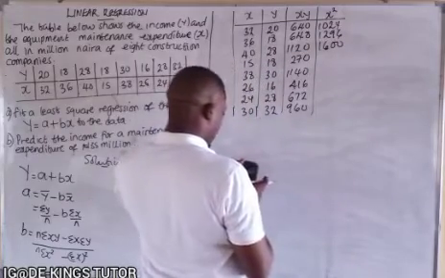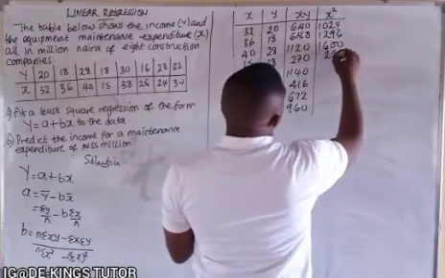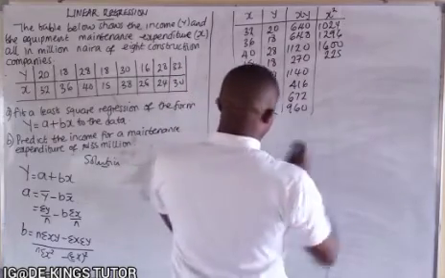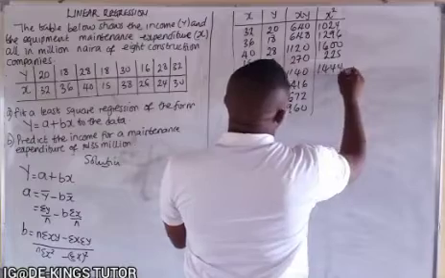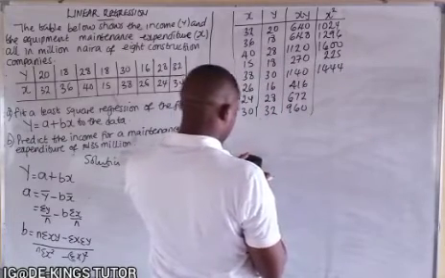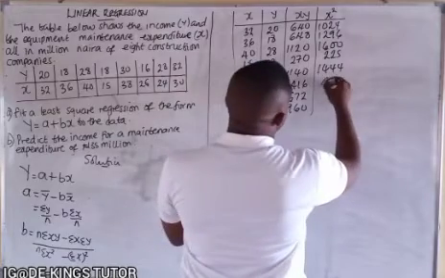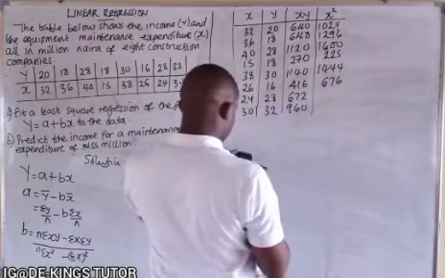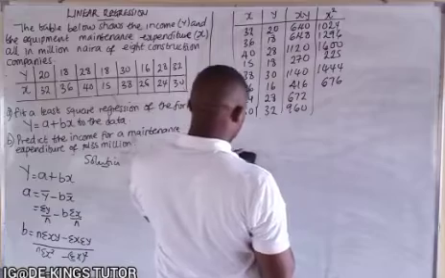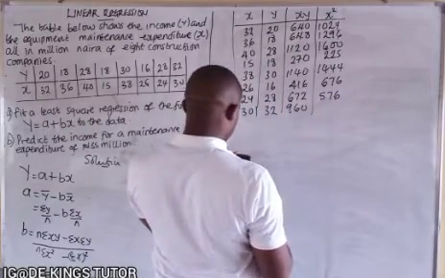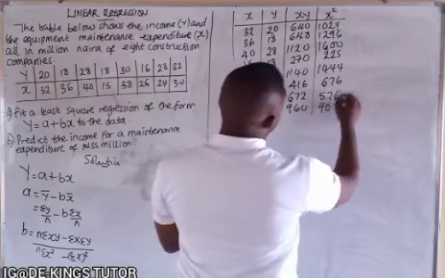The next one, 15 square, is 225. The next one, 38 square, is 144. The next one, 26 square, is 676. The next one, 24 square, is 576. And 30 square is 900.